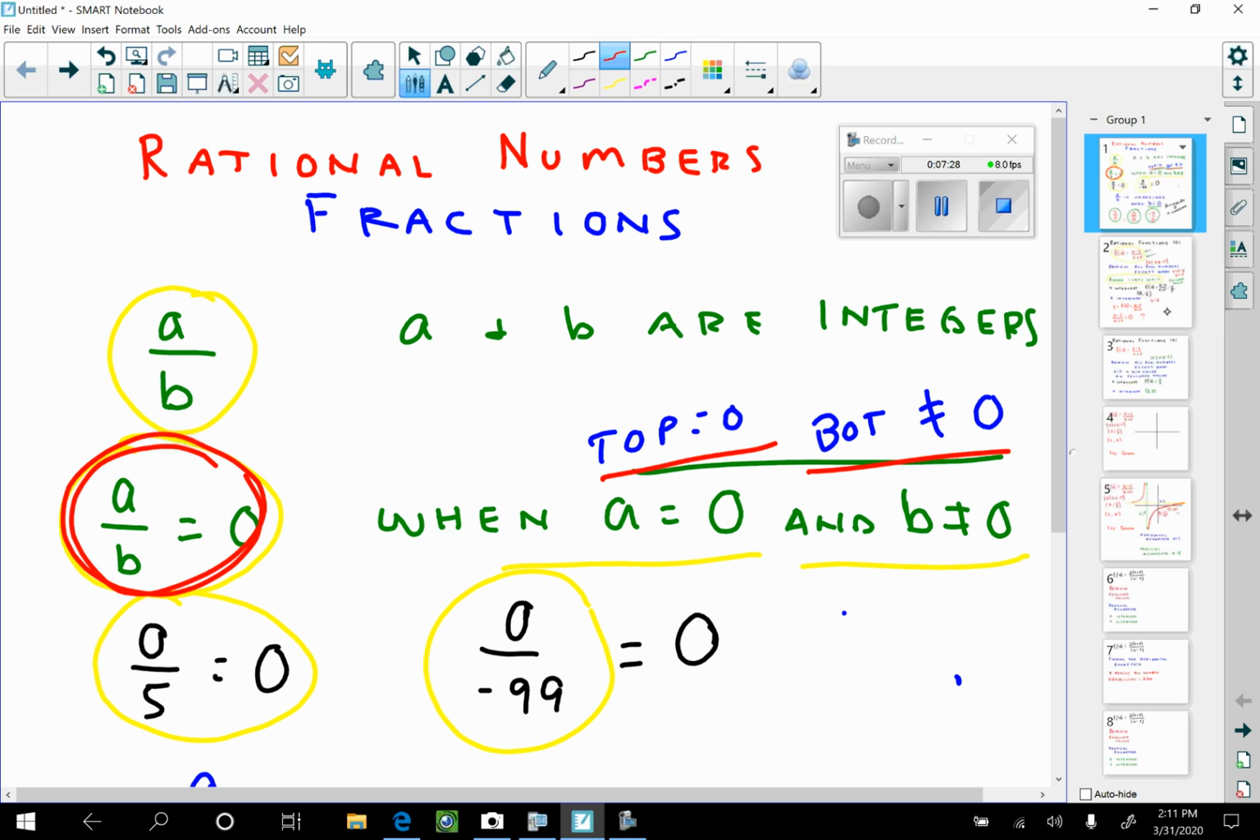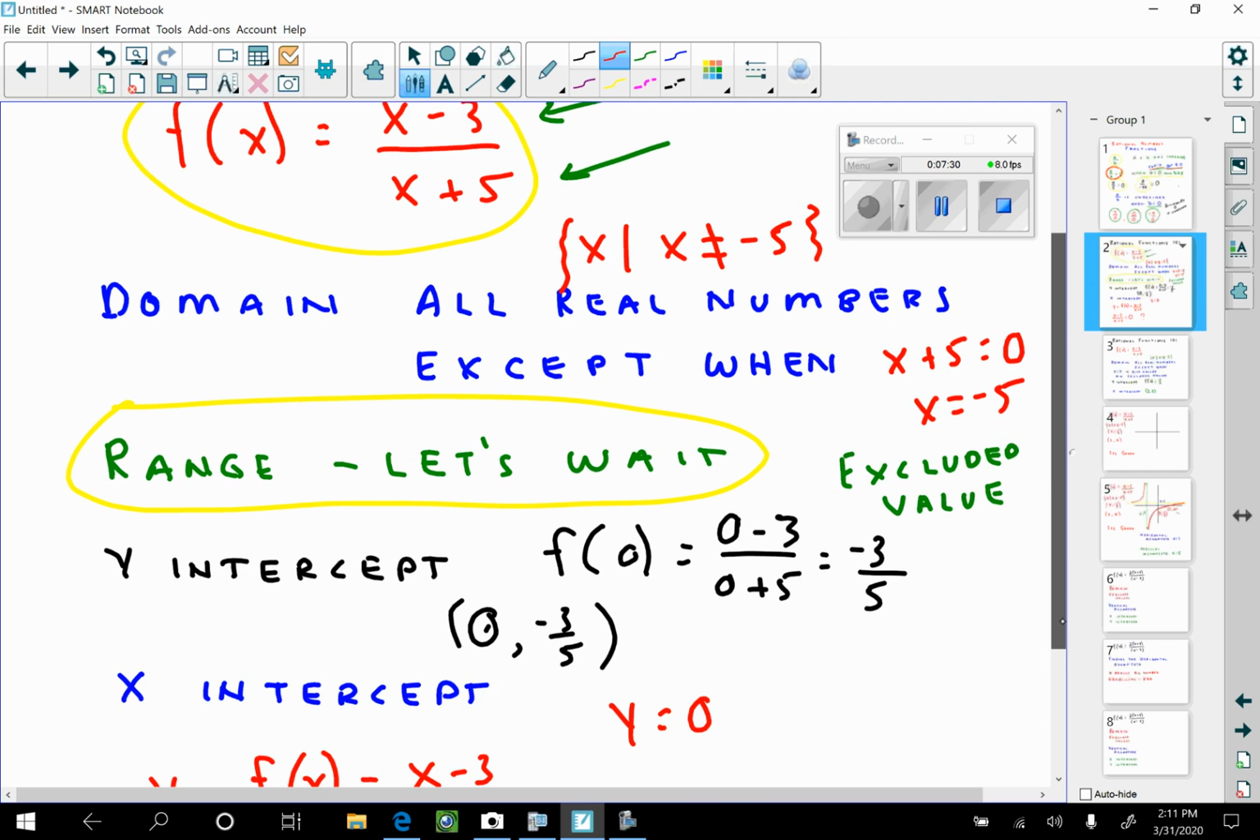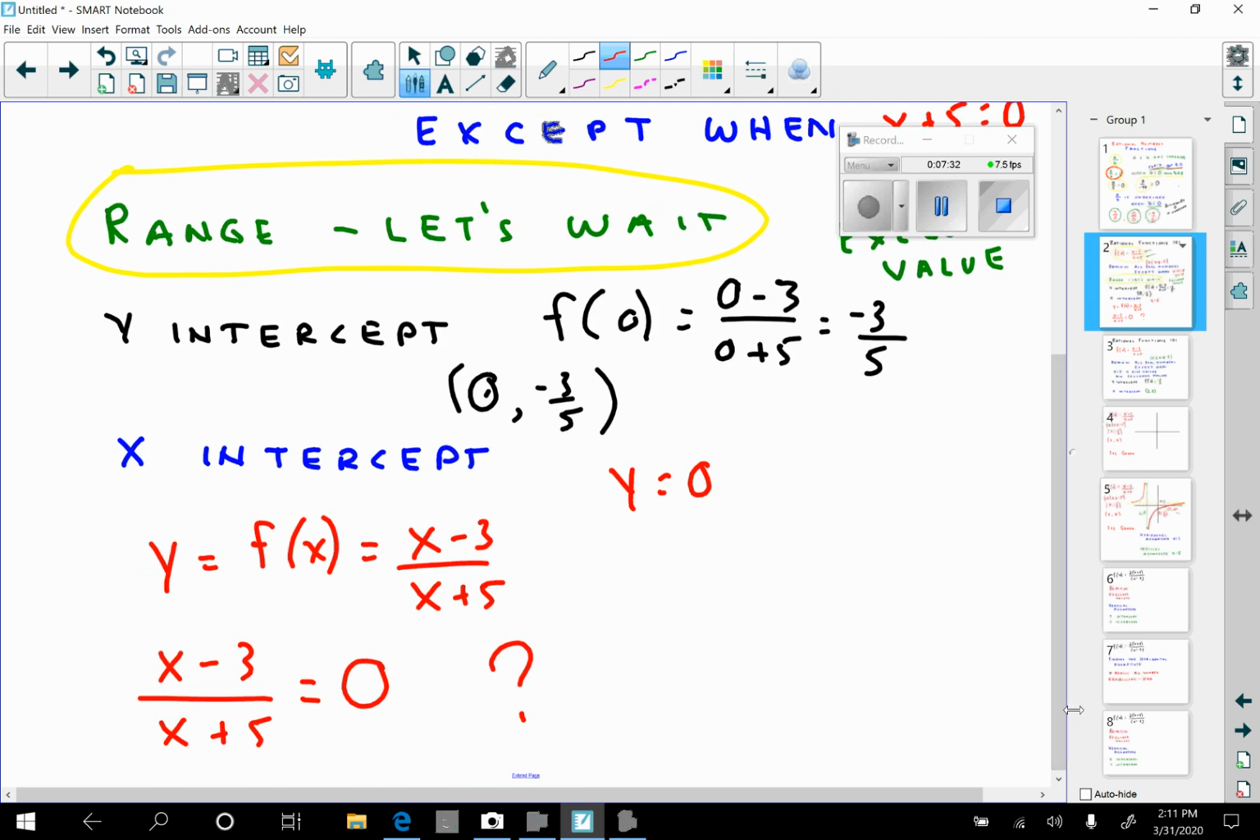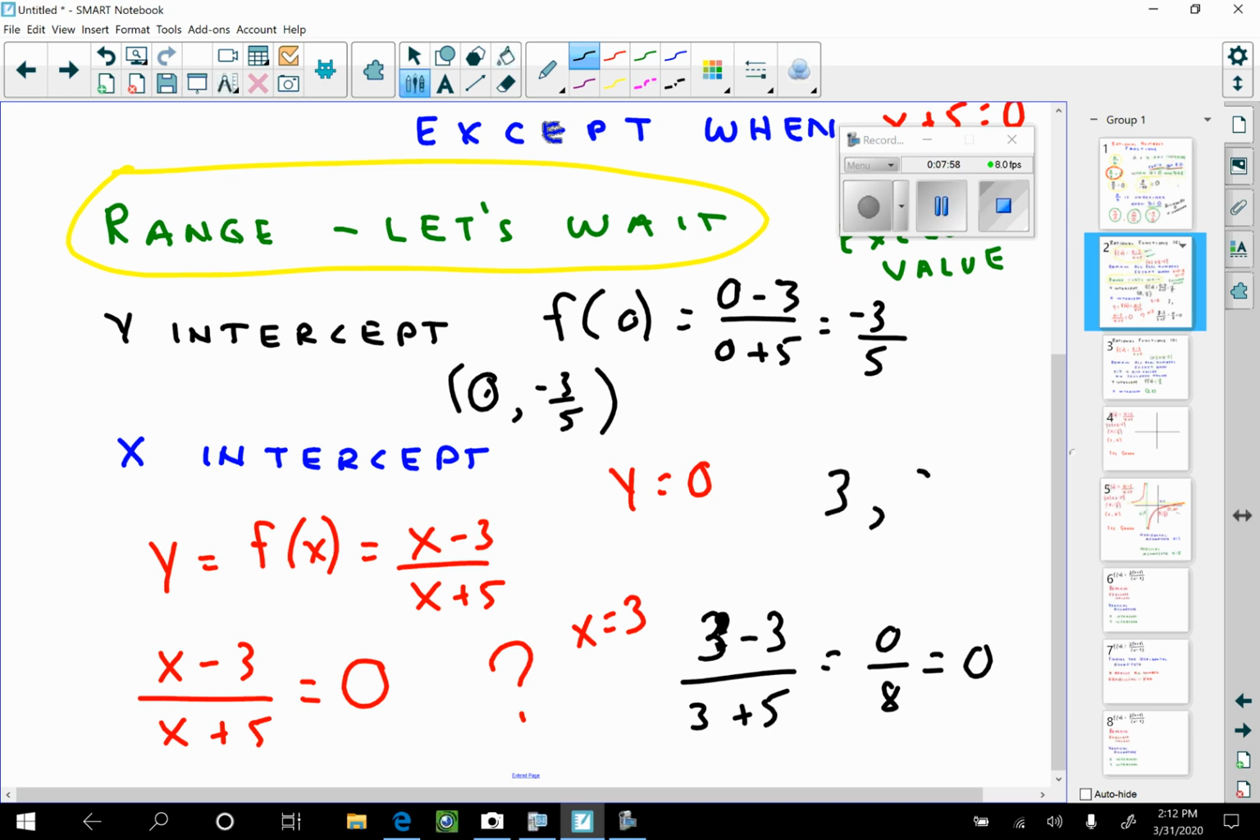So when is that rascal equal to 0? When is the top 0? The top is 0 when x is equal to 3. Why? Because 3 minus 3 over 3 plus 5, if I put 3 into that function, is going to be 0 over 8, which is equal to 0. So the x-intercept, you betcha, is going to be 3, 0.